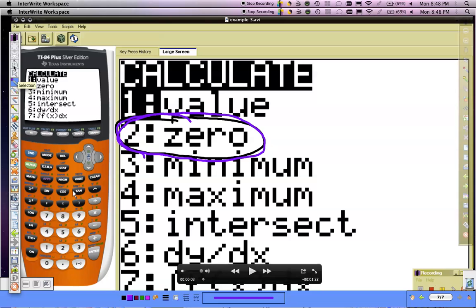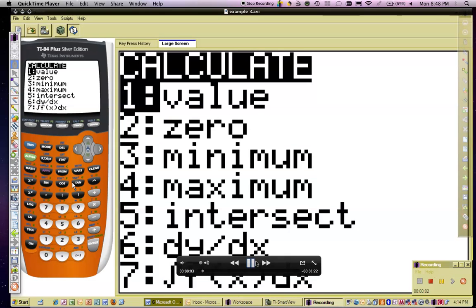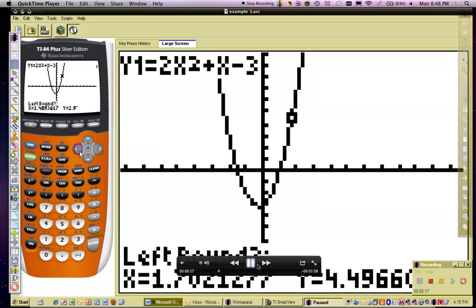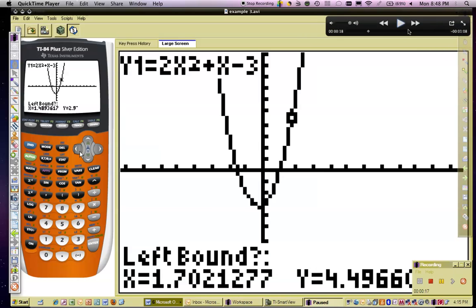Alright, so to find the zeros, we want to first select 0. We can either press the number 2 or move the cursor down until it says 0 and hit enter. Now, once we press 0, a little cursor comes up flashing somewhere on our screen, and it says left bound.